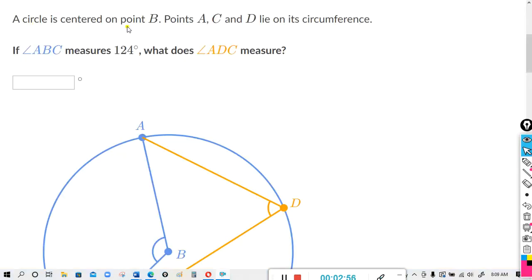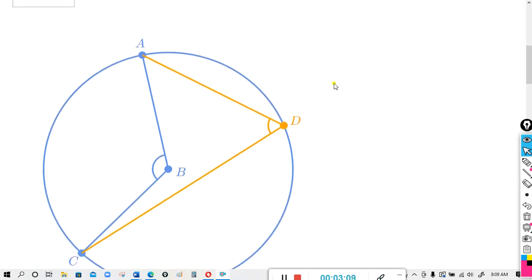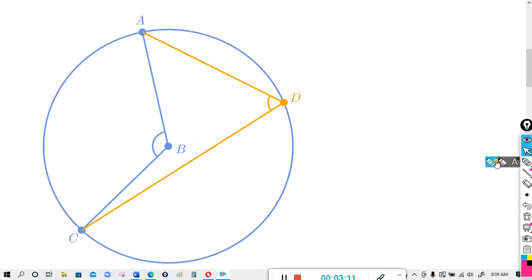A circle is centered on point B. A, C, and D lie on the circumference. Angle ABC measures 124. What does ADC measure? Let's label angle ABC as 124. So this angle right here is going to be 124, and we want to find angle D right here.